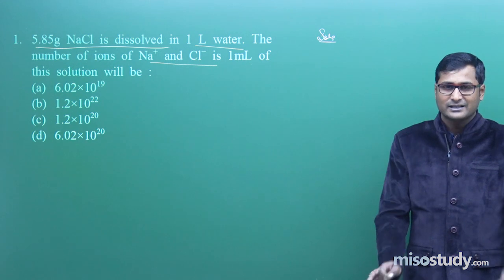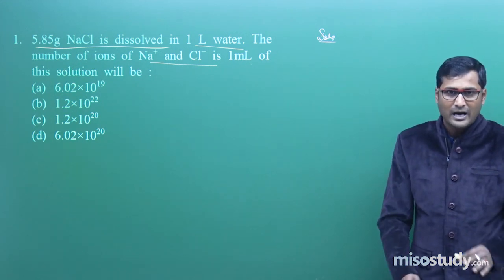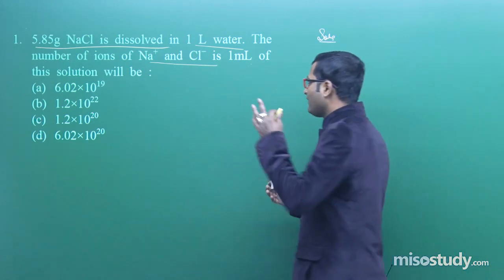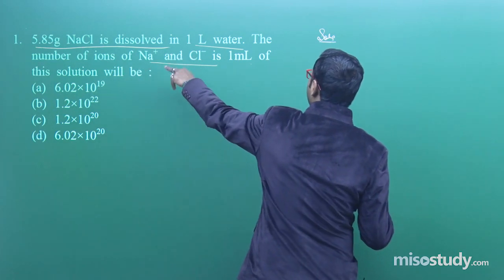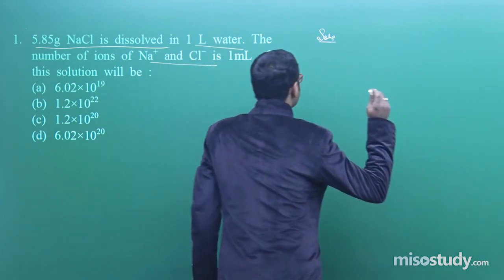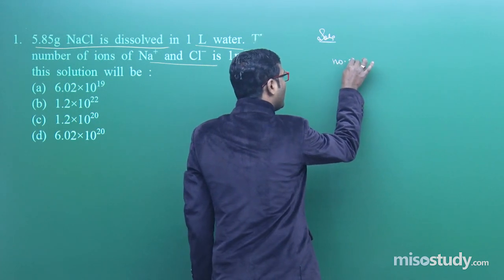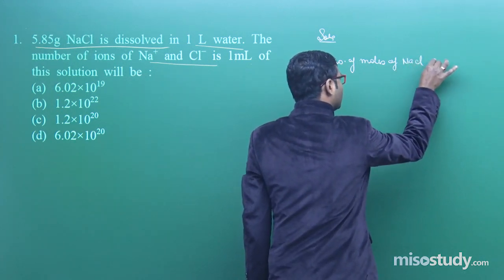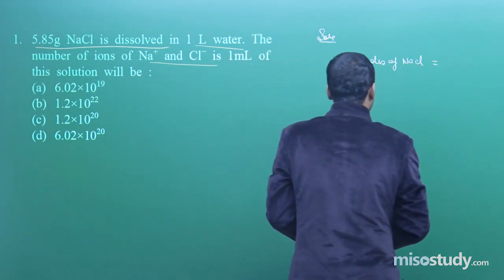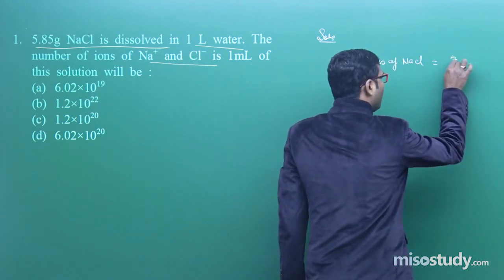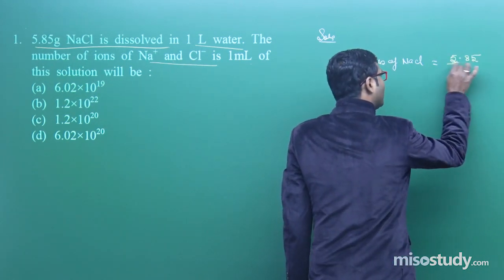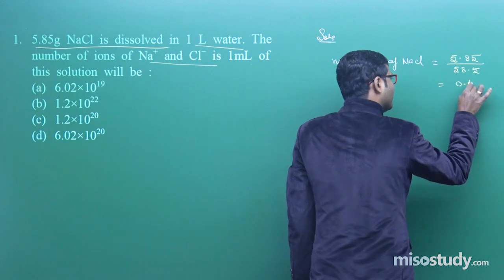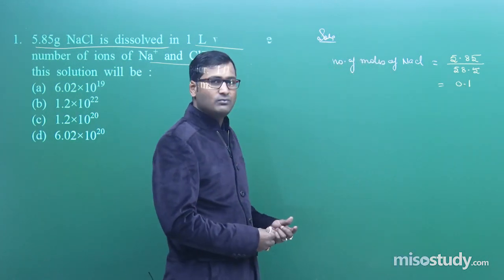It will take hardly 30 seconds to solve it, but right now I am providing you the solution in detail. Clear to you? Now first of all, what is given? 5.85 gram of NaCl is dissolved in 1 liter water. So we have to find the number of moles of NaCl. That is our prime target. What do you mean by number of moles? Given mass upon molecular mass. The given mass is 5.85 and the molecular mass here is 58.5. Then we get the number of moles as 0.1.